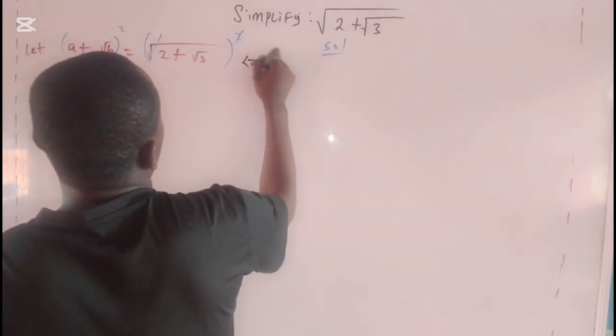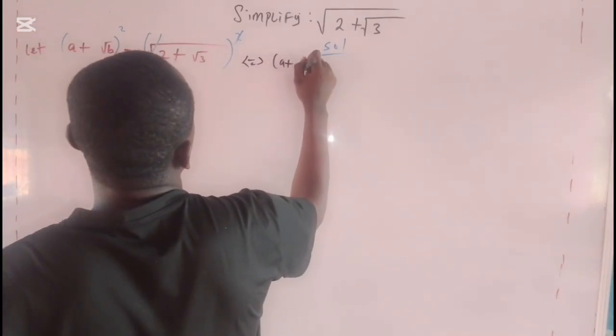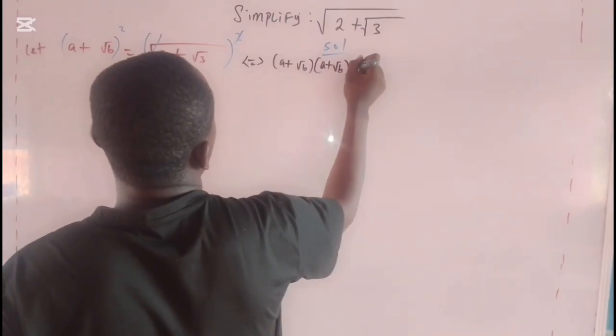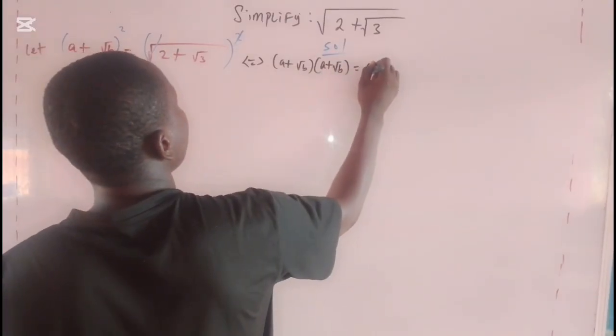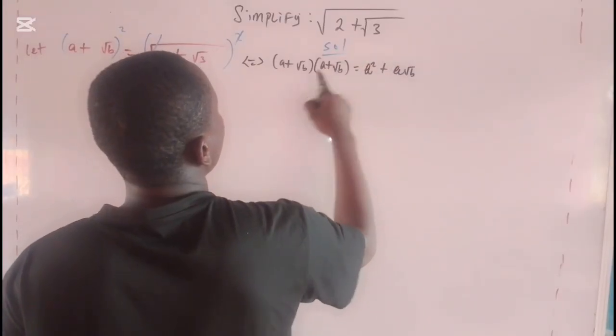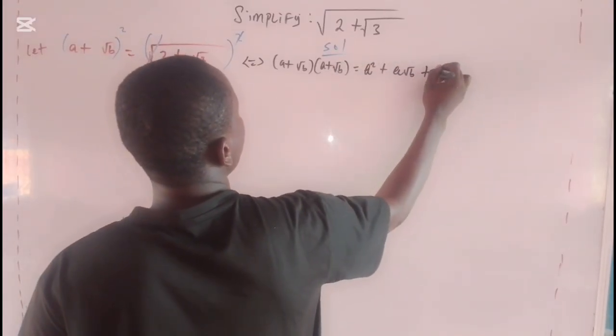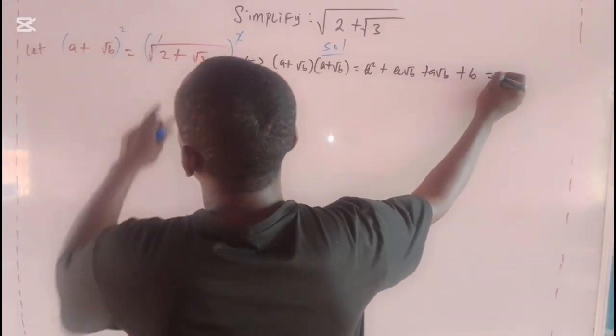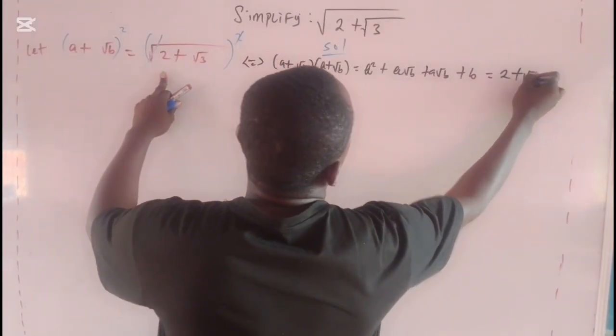So we do that, we have a plus square root of b, squared. It means a plus square root of b multiplied by a plus square root of b. So a multiplied by a will give us a to the second power. A multiplied by root b will give us a root b. Root b times a will give us a root b, alright? And then root b times root b will give us b. Then everything is equal to 2 plus square root of 3.